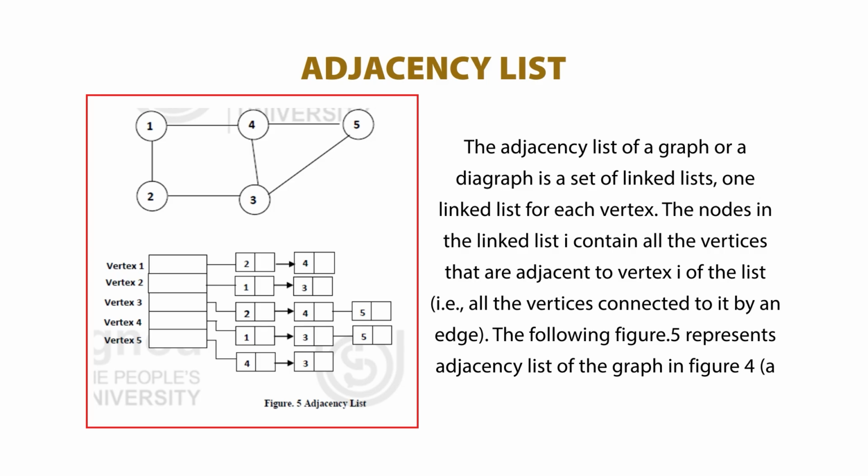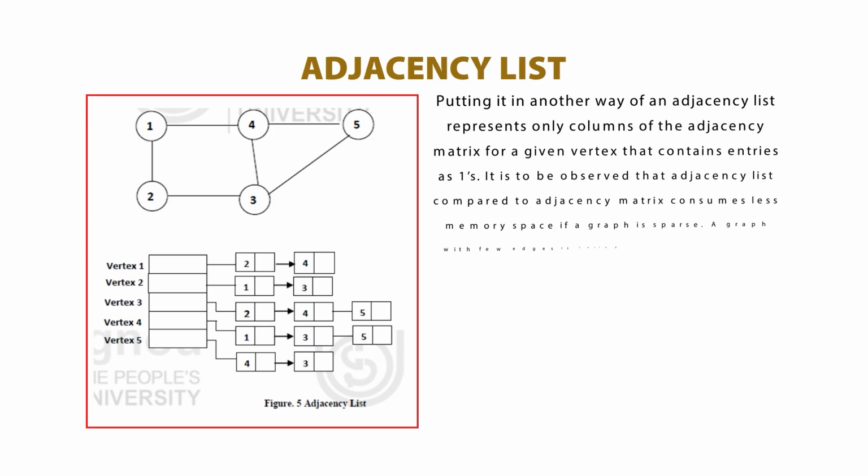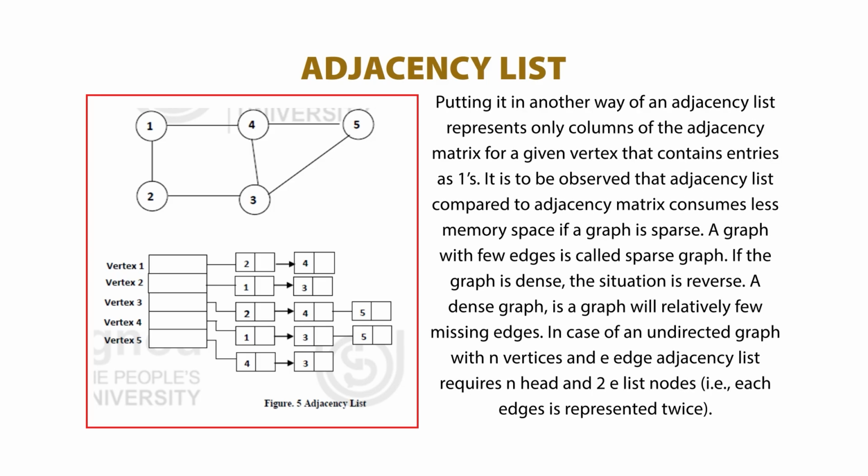So what is happening here? Vertex 1, if you check here, is connected with 2 and 4, so just extend the adjacency list to 2 and 4. For vertex 2, you can see that it is connected to 1 and 3, so you can extend it to 1 and 3. Similarly, for vertex 3, you can see it is connected to 3 different vertices, that is 2, 4 and 5, so you can extend the list to 2, 4 and 5.